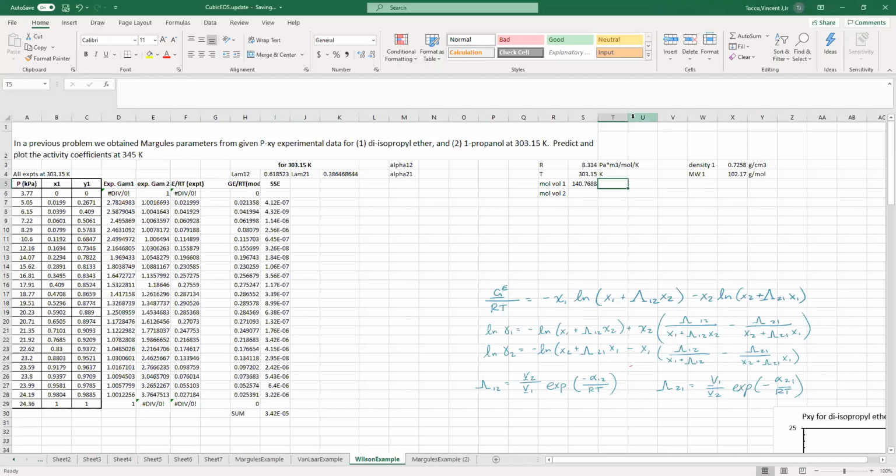Actually, there's no need to do that step, because in my equation I'm dividing these two anyway. So it's the ratio that's important, and as long as I have consistent units, it does not matter. So I'm going to keep them in centimeters cubed per mole.